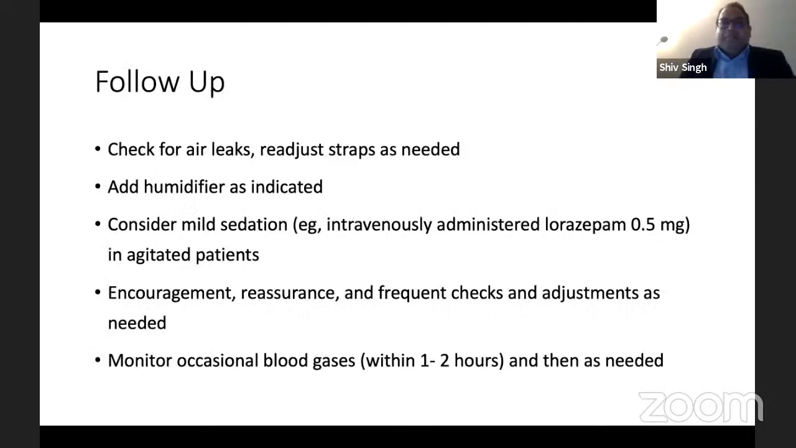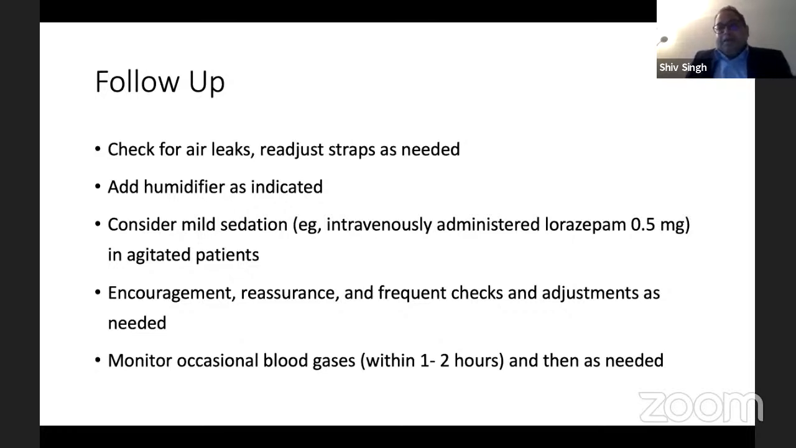The follow-up is equally important. You need to check for air leaks. You might have to readjust the straps because they could be digging into the patient's face. Make sure that the gas the patient is being delivered is humidified. In some cases, you might consider mild sedation, even something simple like lorazepam 0.5 milligrams might be helpful for the patient. And most importantly, patients require reassurance. They require encouragement.